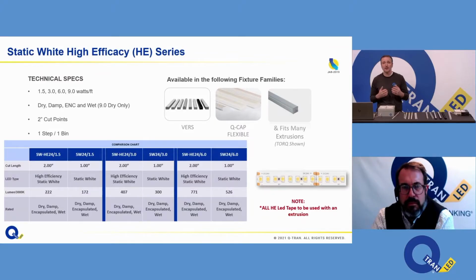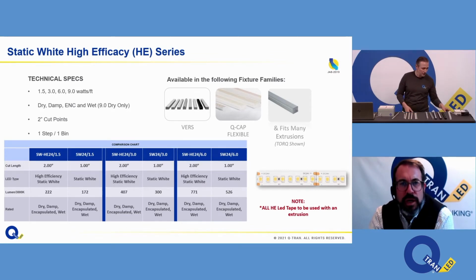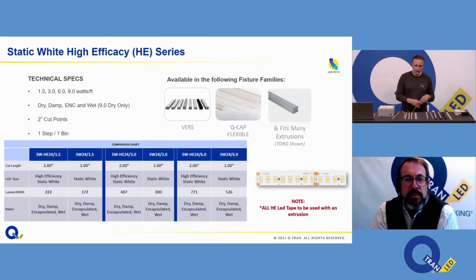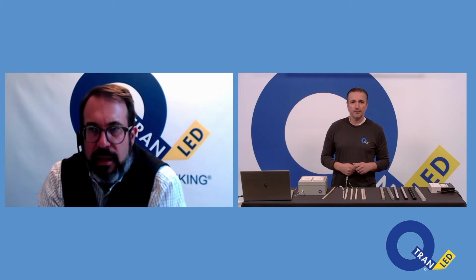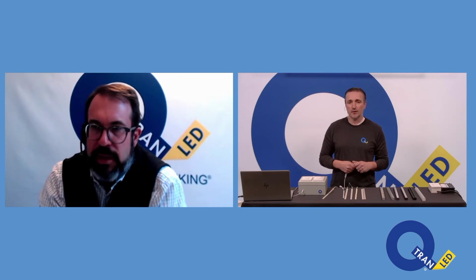The good thing about the HE series is that it is available in our Verse and our Q cap, and it fits in a wide variety of our extrusions. If you go to the spec sheet of each product, you will find which extrusion fits which model, so it's very important. Matali, I also wanted to point out that, similar to the SW series, the HE series is a one-step, one-bin LED with fantastic photometric qualities. So you really get more bang for your buck, or a savings in power supplies by using the HE.